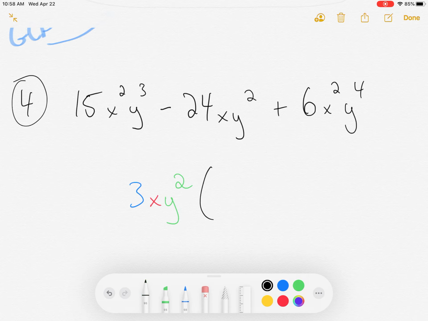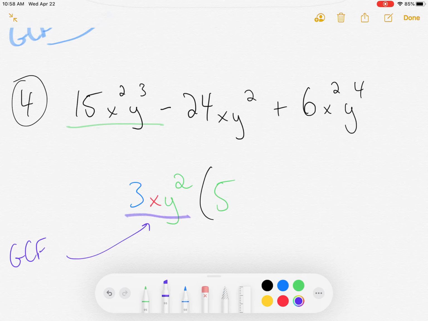3xy squared is your GCF. Now, what I'm going to do again is divide each term by my GCF. I'll put it in purple. This is your GCF. So I'm going to divide my first term by the GCF. Numbers by numbers, letters by letters. So I'm going to do 15 divided by 3, and I'll put it right there. What is 15 divided by 3? You should say, well, Mr. Arthur, that's easy. That is 5.